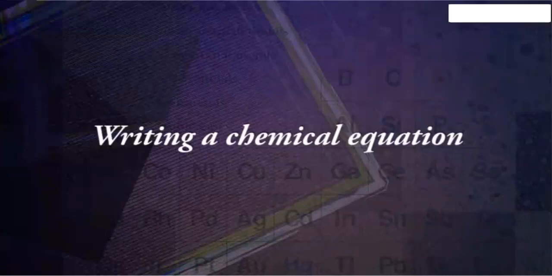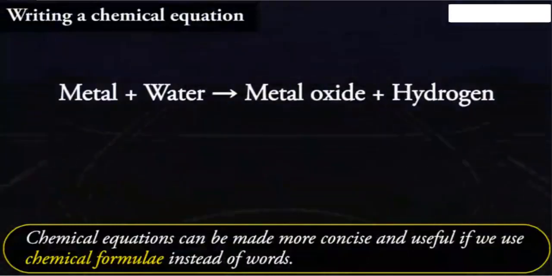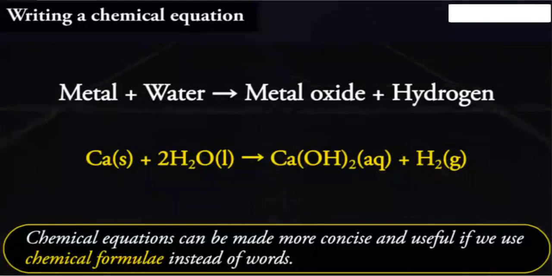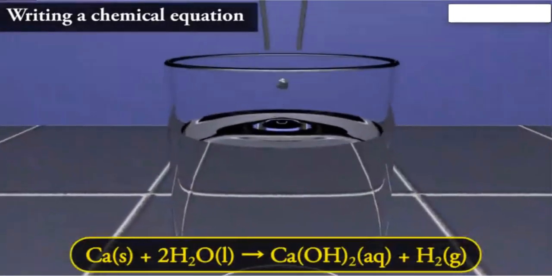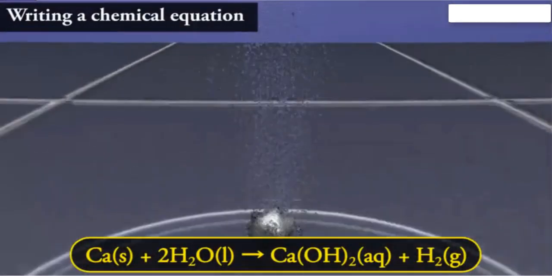Now let us learn about writing a chemical equation. Chemical equations can be made more concise and useful if we use chemical formulae instead of words. A chemical equation represents a chemical reaction.